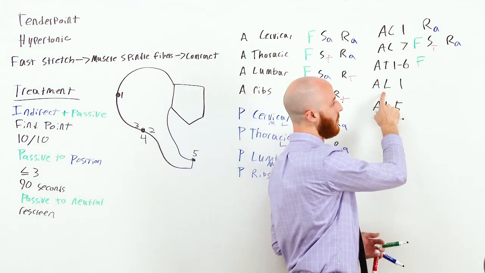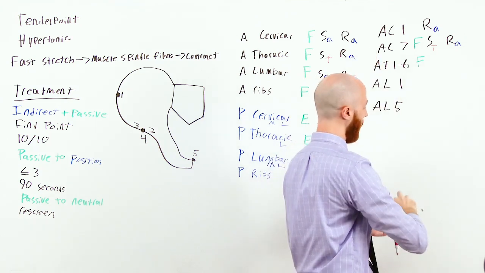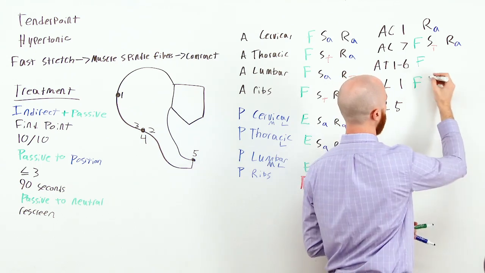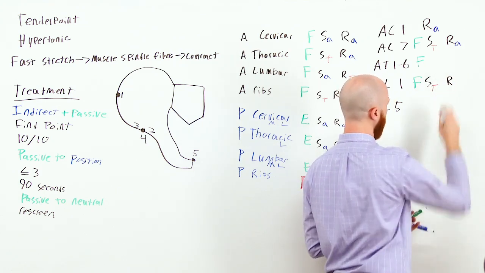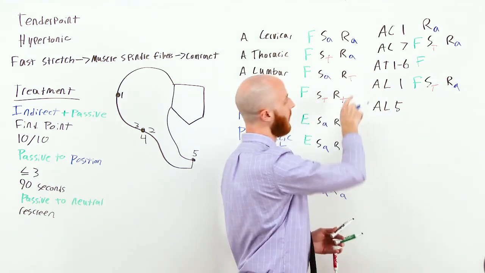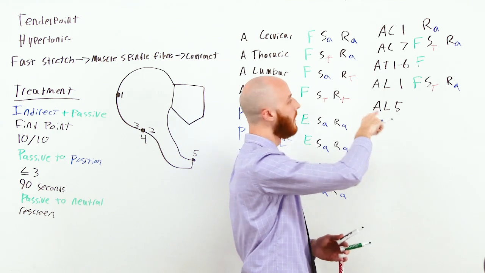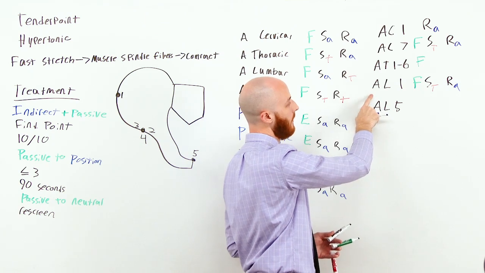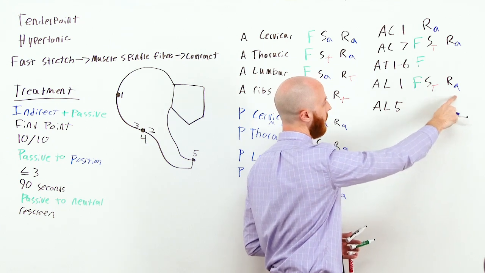So going back to how to treat AL1, the position is going to be just like AC7. So you're going to flex, you're going to side bend towards, and you are going to rotate away. Just as AC7 is thoracic spine minus 1, you can remember AL1 is thoracic spine plus 1. So AL1: flex, side bend toward, rotate away.